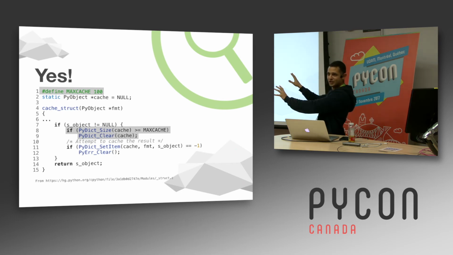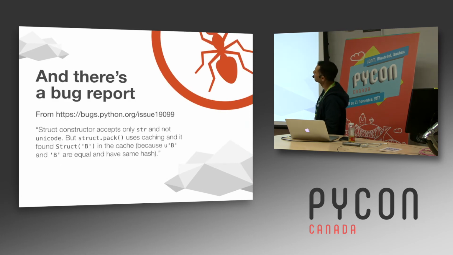So there is some caching going on, and of course there's a bug report for it. The struct constructor only accepts string and not Unicode, but because struct pack uses caching, and it found the string greater than I in there in the cache, and because string and Unicode are equal, they have the same hash, so therefore they equal the same thing.